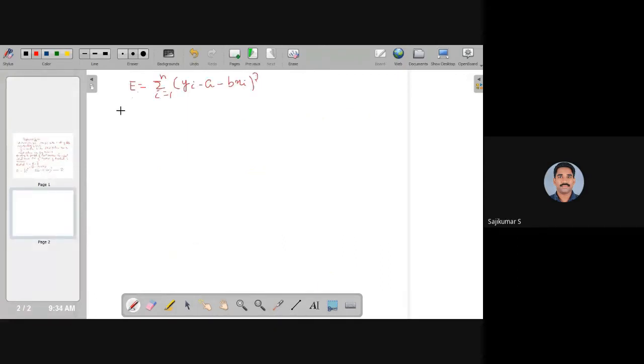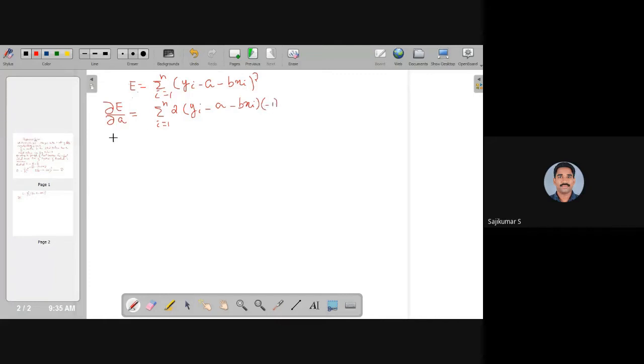Okay. Now differentiating this E with respect to the first parameter, say capital A, ∂E/∂A. What is ∂E/∂A? This right hand side is a function of A and B. So simplification will give sigma i equal to 1 to n, 2 times (yi minus a minus b xi) into the partial derivative of (yi minus a minus b xi) with respect to the parameter a. So that will be minus 1.